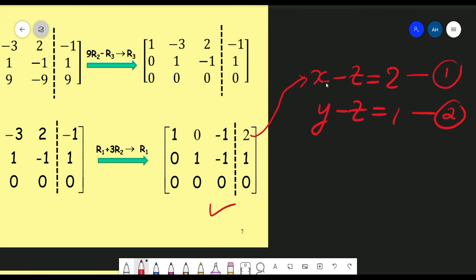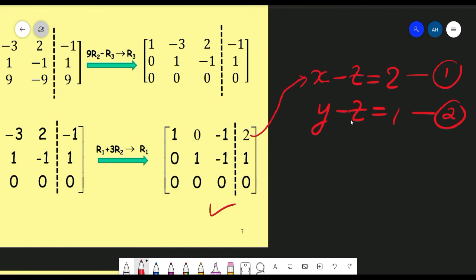We have x, we have y, we have z. The number of variables is more than the number of equations. This shows that our solution is infinitely many. So, we cannot just write any number for x, y, and z.